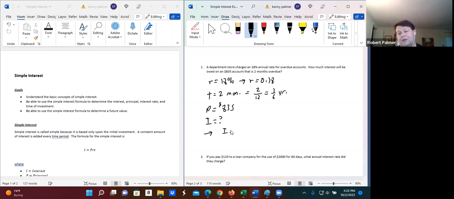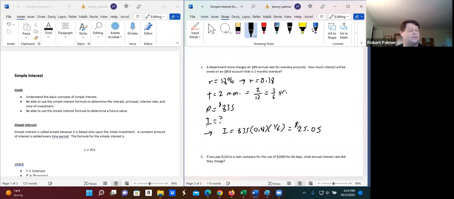So I is going to be P, which is 835, times R, which is 0.18, times 2 months, which is basically 1/6 of a year. I'm just going to plug those into our calculator. Since it's going to be in dollars, let's round to the nearest cent. 835 times 0.18 times 1 divided by 6, and that's going to be $25.05. So that's the interest.